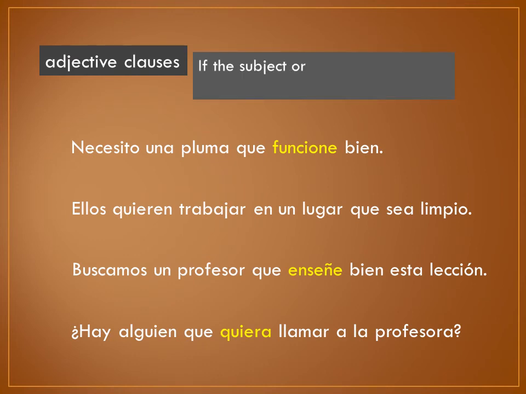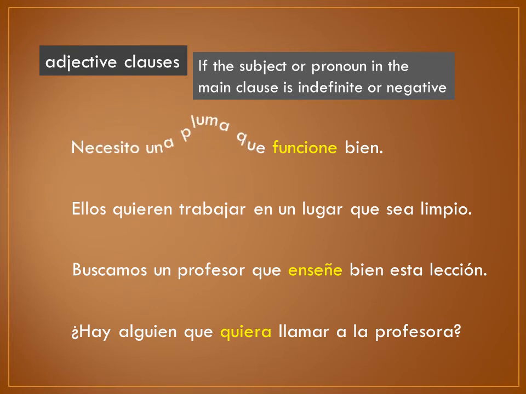Can you see the indefinite nature of these sentences? And look for the negative aspect in the ones that follow these. First one, I need a pen that functions or works well. That is the subjunctive because you don't have one yet. As opposed to saying tengo una pluma que funciona bien. That is the indicative.